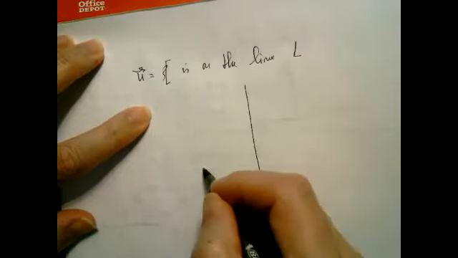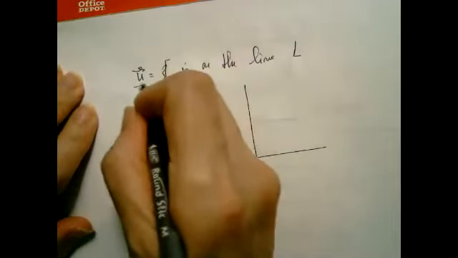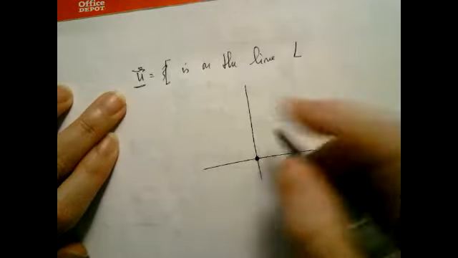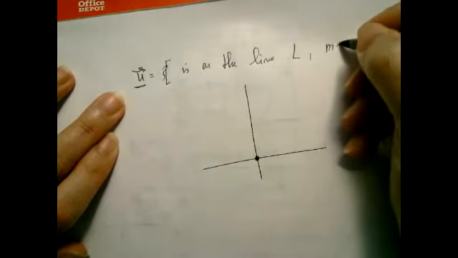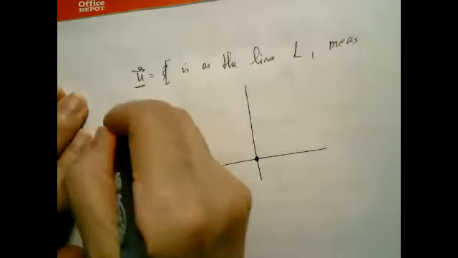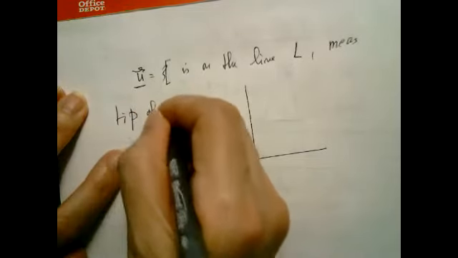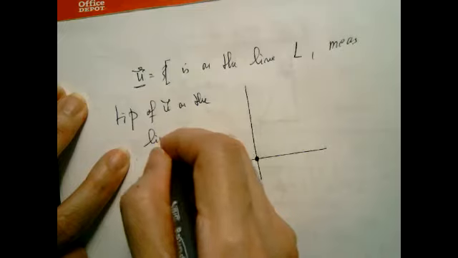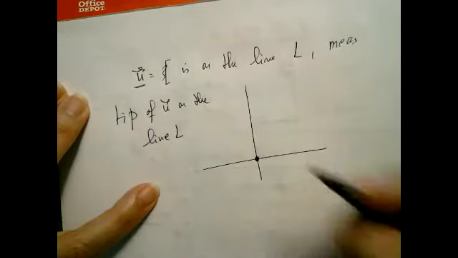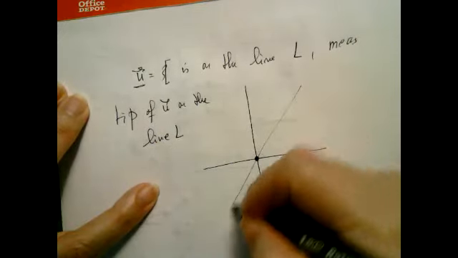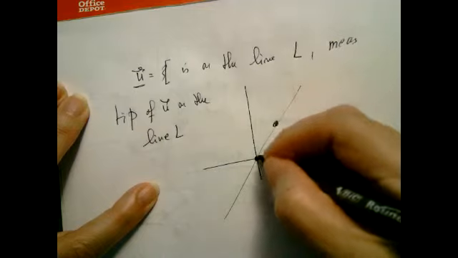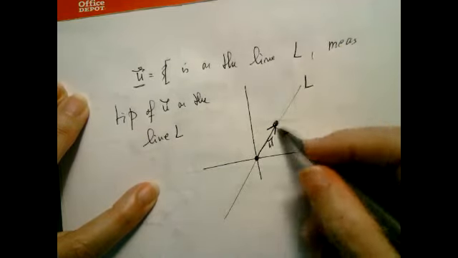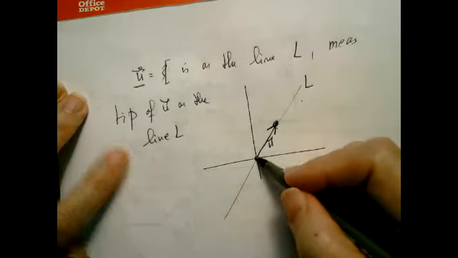What they mean is the following. Because all our vectors start at the origin, saying U is on the line L means basically that the tip of U is on the line. So if I take a line here, and I take this vector, this is my line. This vector is on the line because all my vectors start at the origin.